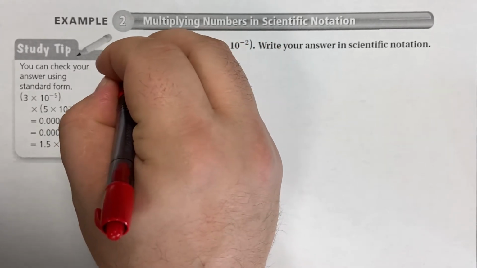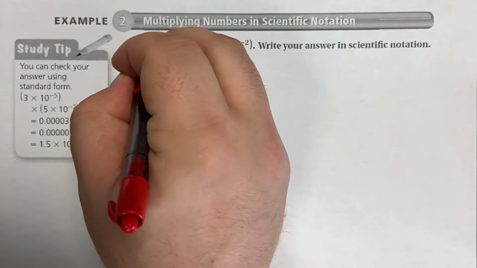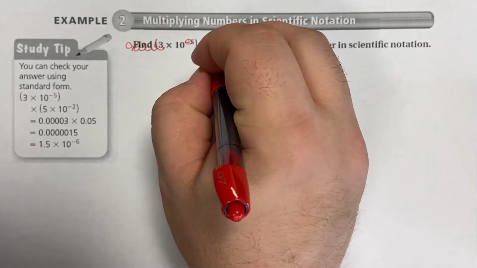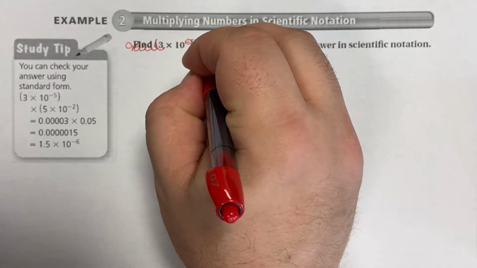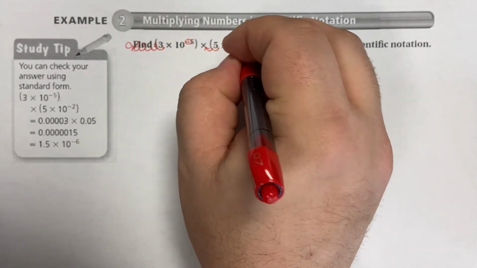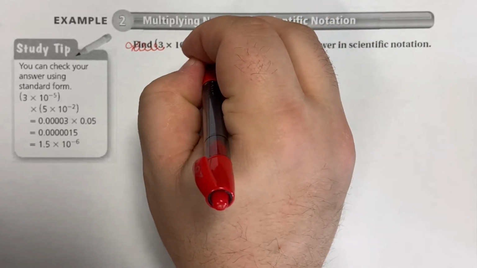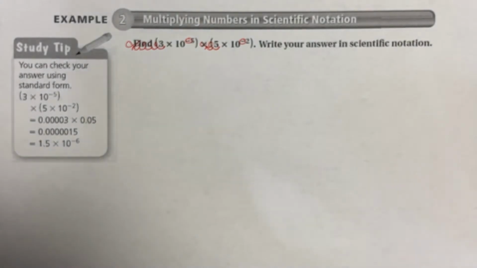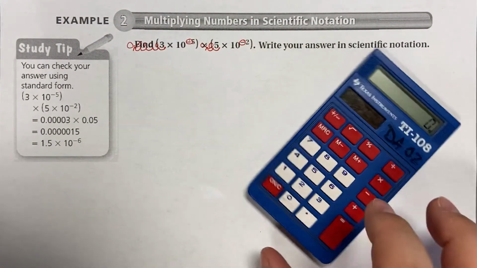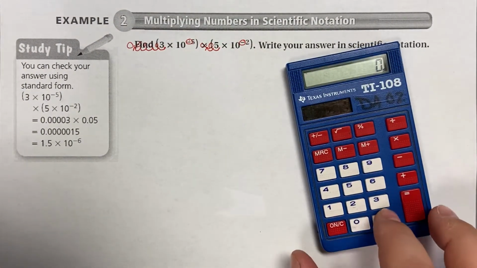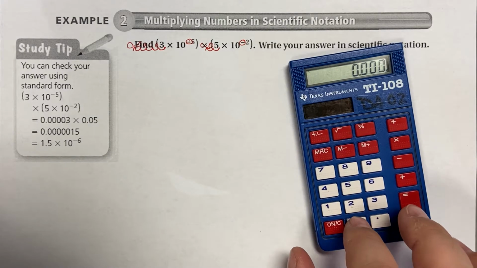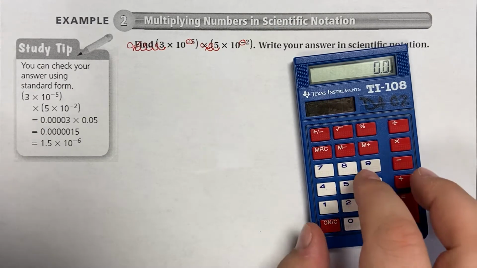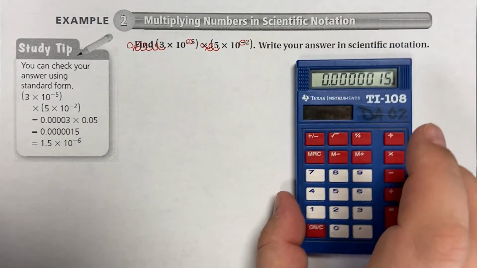So I get 0.00003 times, and here I'm going to find my decimal, go 1, 2 to the left, and 0.05. Now for this, I'm going to go ahead and bring out my calculator. And I get 0.00003 times 0.05. And I'm going to get 0.